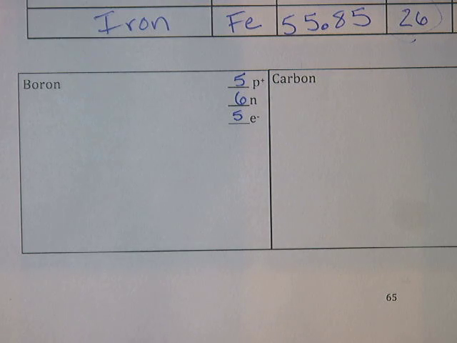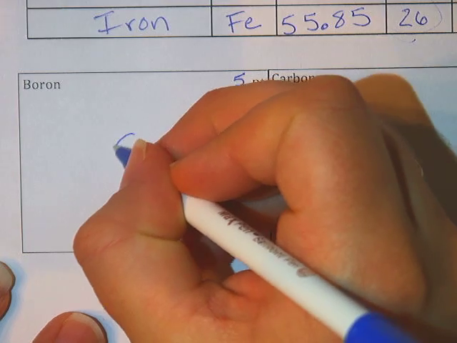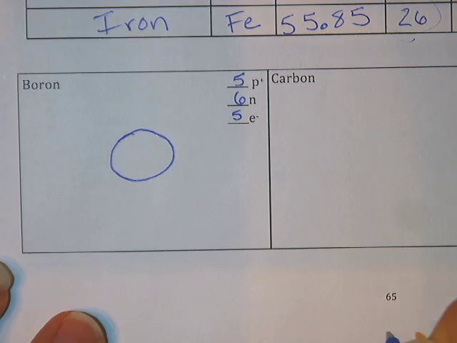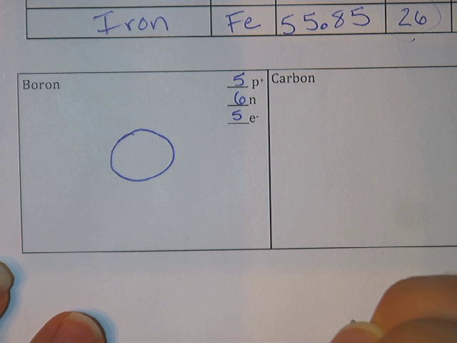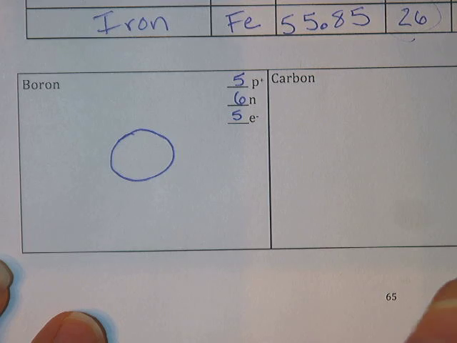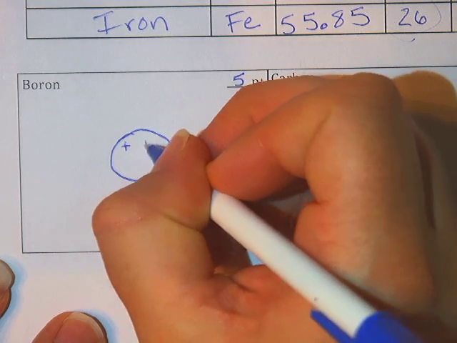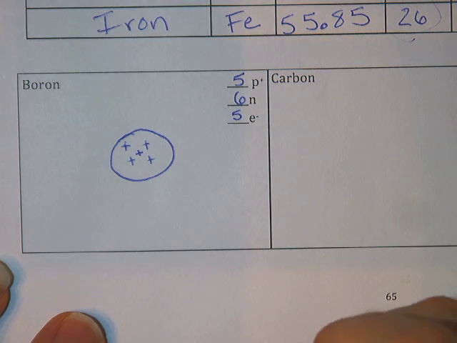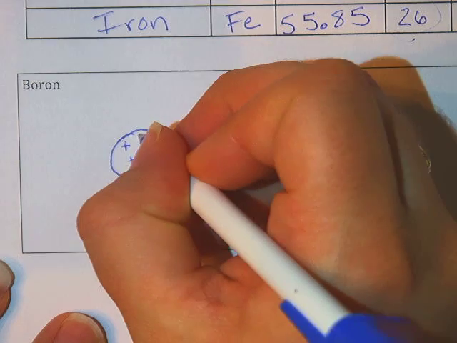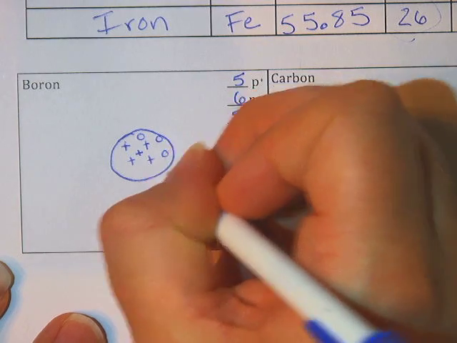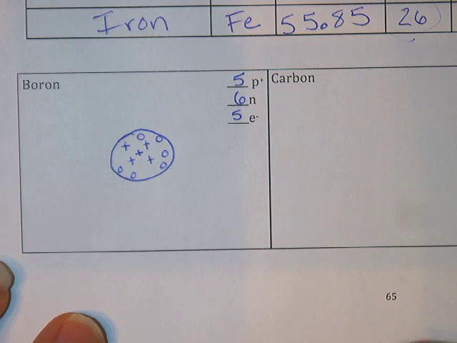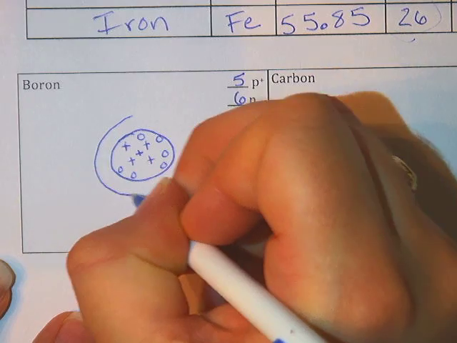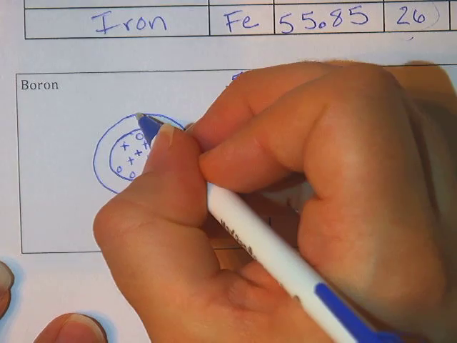So if we're going to draw this, then we need to draw a nucleus, which is what I drew for my first circle here. 5 protons, I'm just going to put 5 little plus signs in there for my 5 protons. And 6 neutrons, I'm going to put in some zeros because neutrons are neutral, no charge, 6 of them. And then if I need 5 electrons, well, you may remember from middle school the first shell can only hold 2.